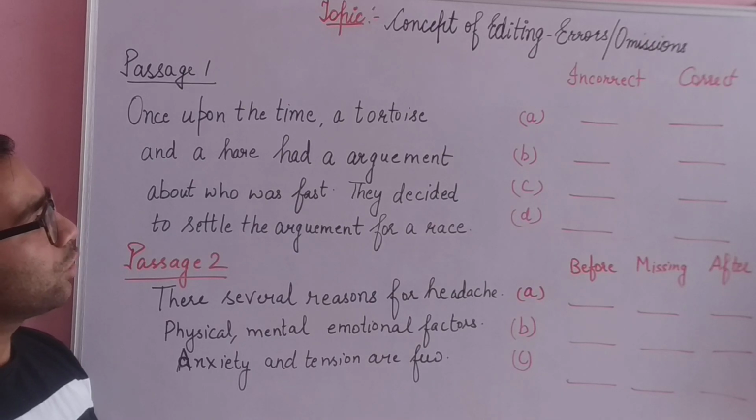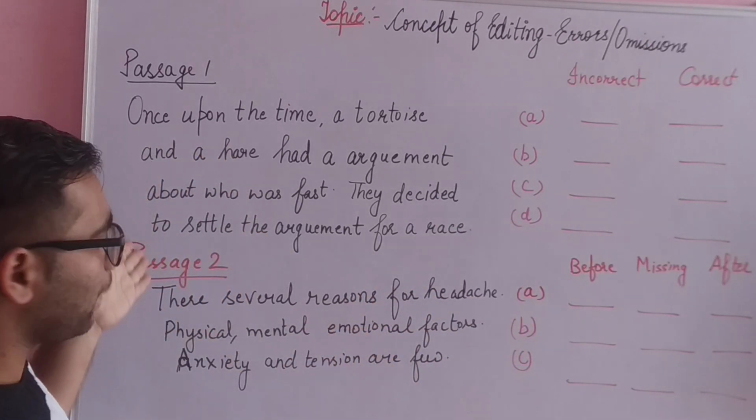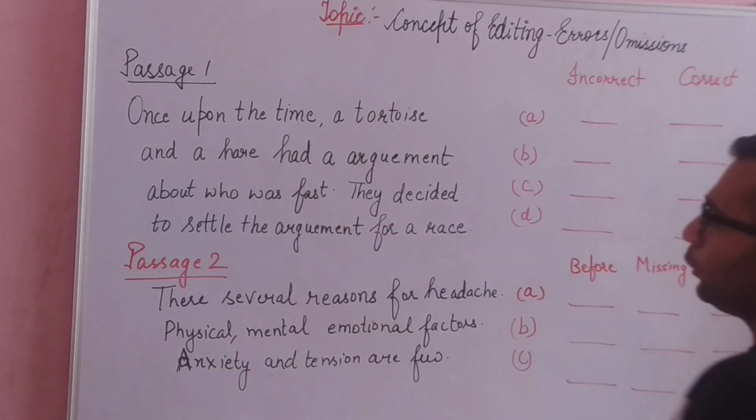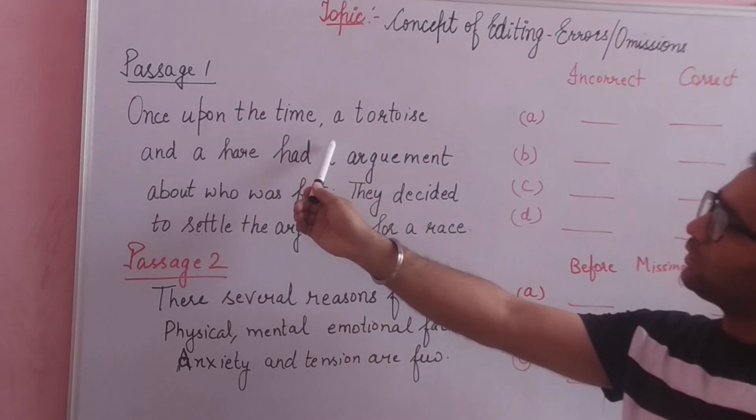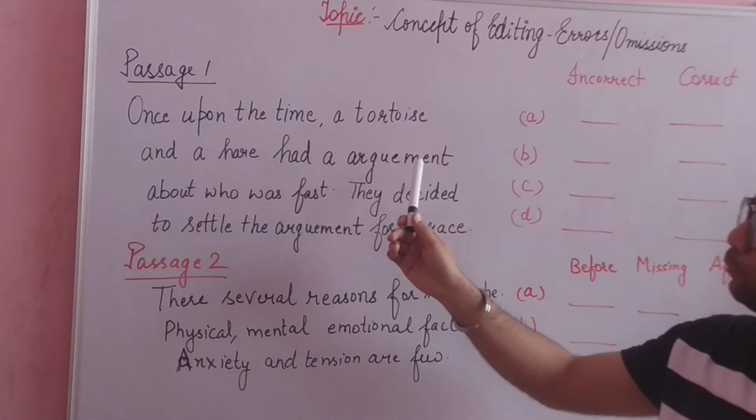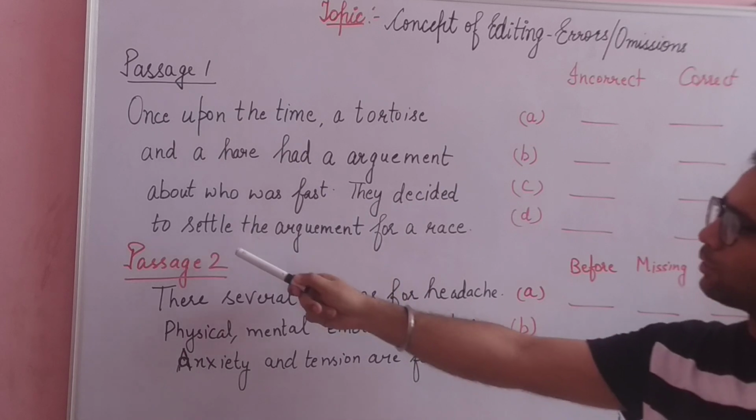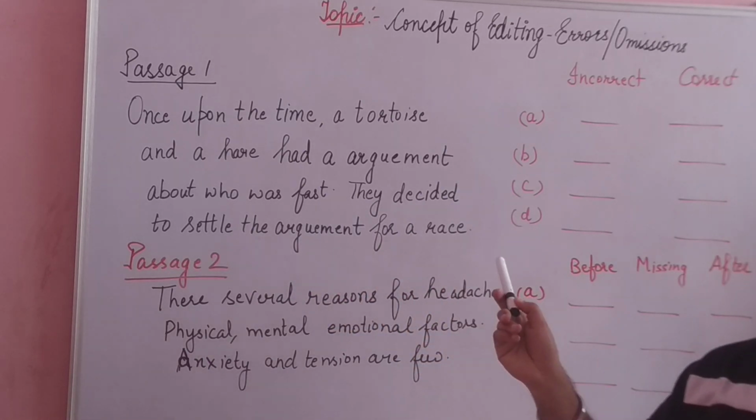First, we are coming to the topic of incorrect and correct, meaning error corrections. Read the passage very carefully. I am reading it for you. Once upon the time, a tortoise and a hare had an argument about who was fast. They decided to settle the argument for a race.